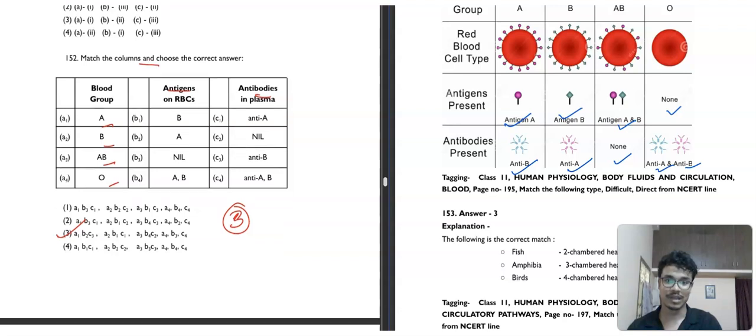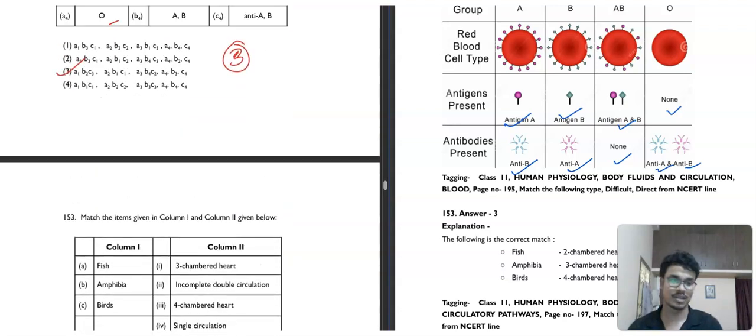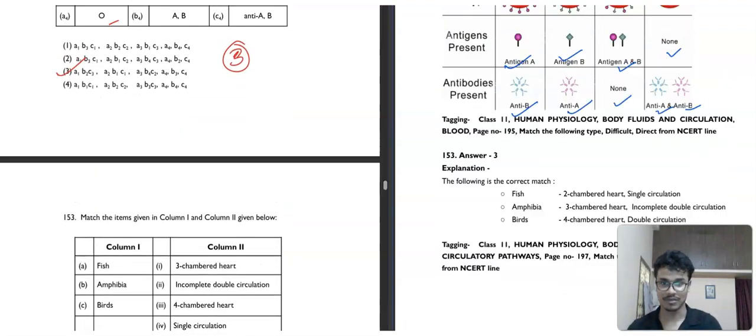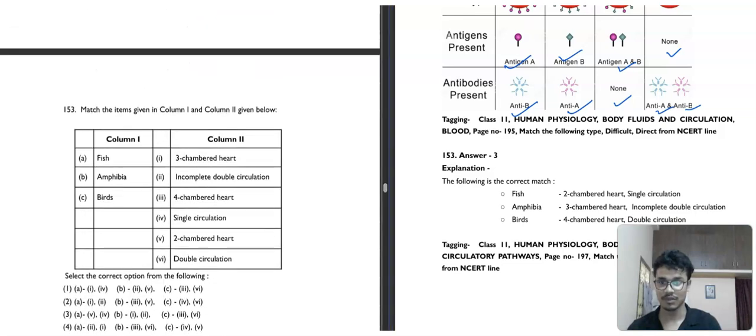Then moving to the next question, it is also a match the following type, as we can see. Okay, this is a very good question. This question will take your time. You can't solve this in 10 seconds. You need to think about it. This question is asking 2-3 questions in one single question. So please try to solve this kind of question in less time to strengthen your concept.